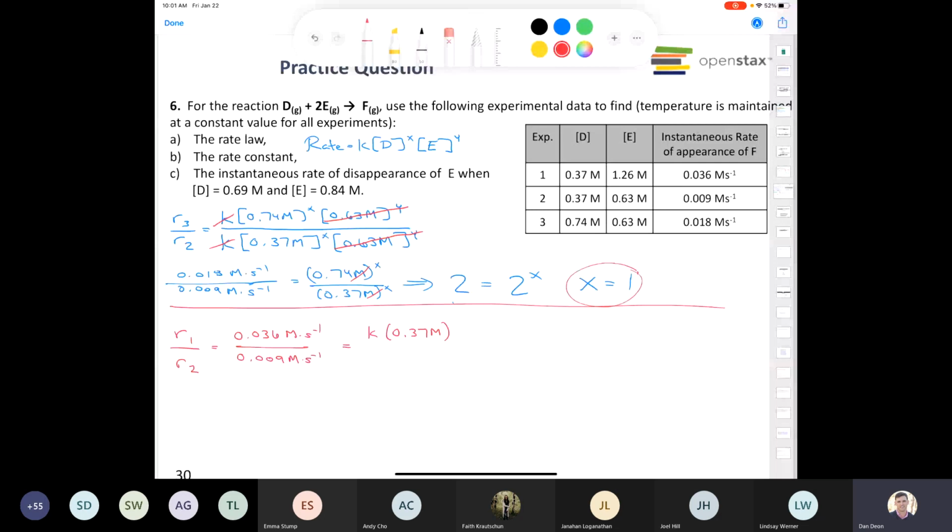Now, if you're like, Mr. Dion, you already know that X is 1, why don't you put the 1 in? I just want to eliminate it, so I'll just leave the X. If you want to put a 1 in, be my guest. It'll still cancel. It doesn't matter.